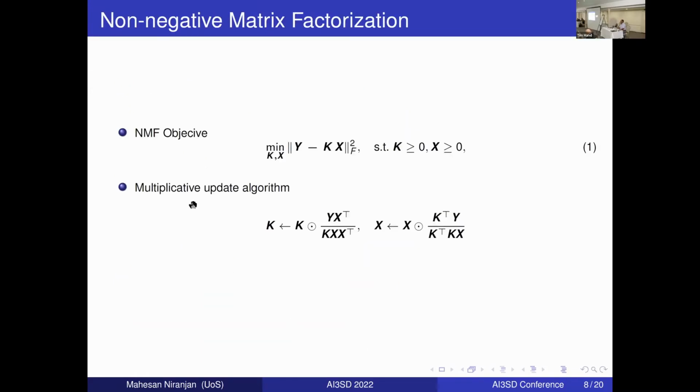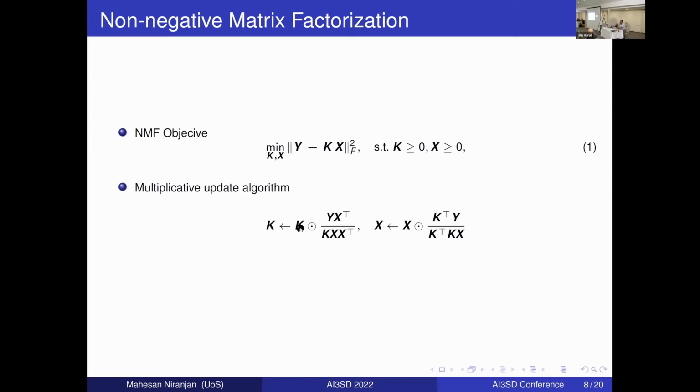NMF is almost textbook stuff now. You have a data matrix. You want to approximate it by a product such that all the elements of them are positive. And there are many variants of a multiplicative algorithm to do this. You first update the k, holding the x constant, then you hold the k constant and update the x, and you keep iterating around this.